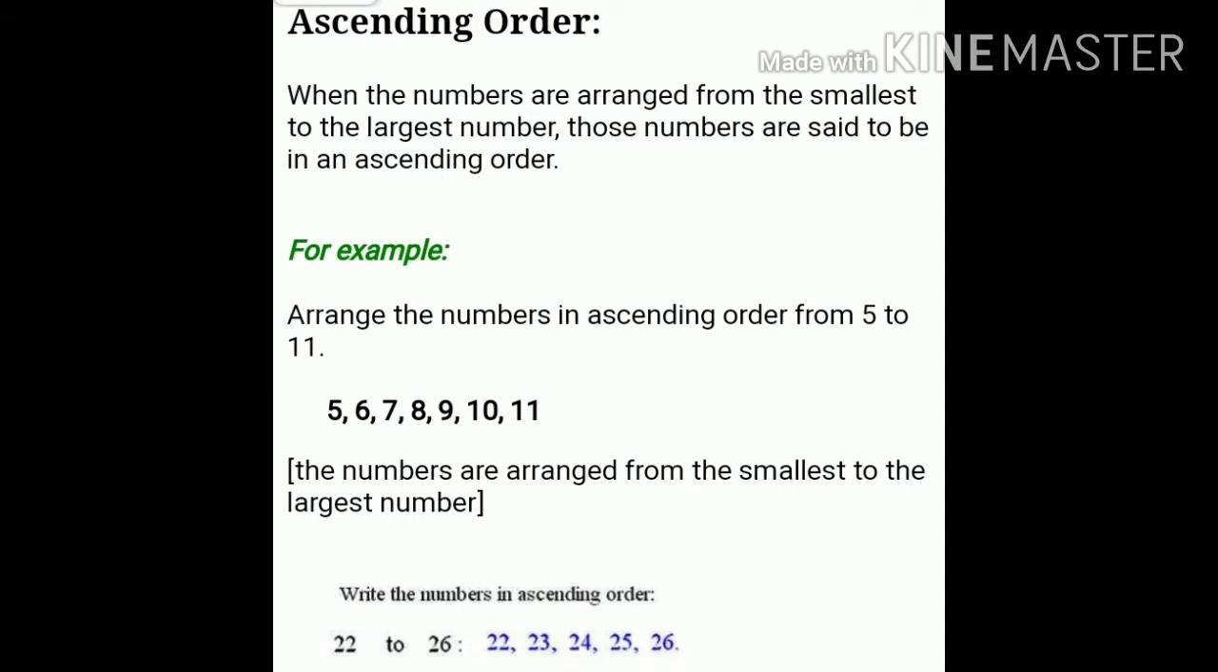For example, arrange the numbers in ascending order from 5 to 11. We write 5, 6, 7, 8, 9, 10 and 11. These numbers are arranged from smallest to largest. See another example: write the numbers in ascending order from 22 to 26. 22, 23, 24, 25 and 26. This means the numbers are arranged from smallest to biggest.